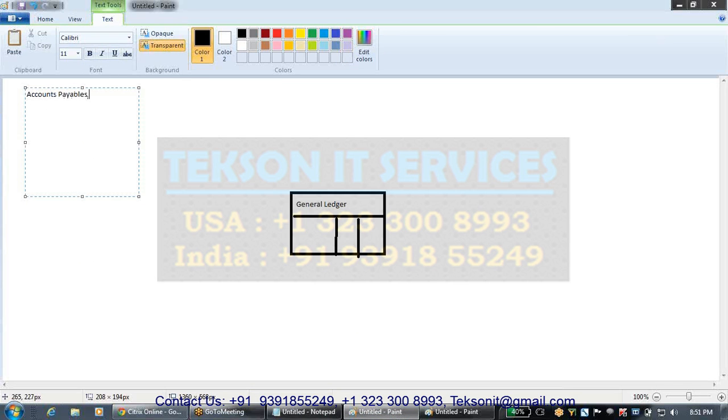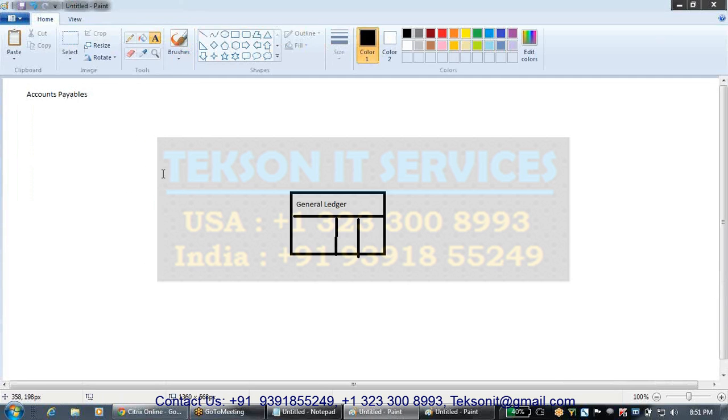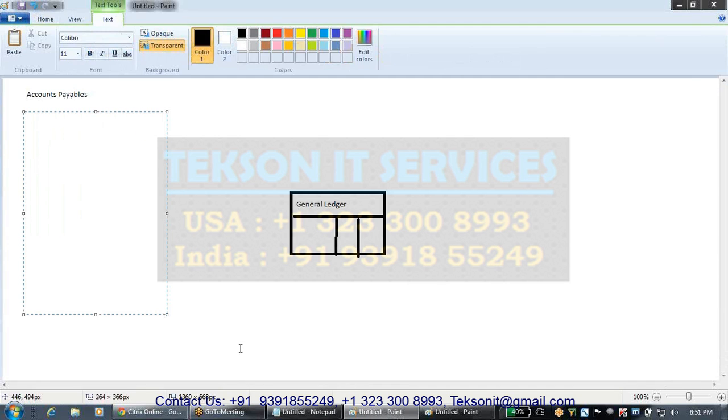Accounts payable. So you know the accounts payable. Here we maintain supplier details. We create an invoice. We do the payments, right? There are different types of invoices we have, like standard invoices, credit note, debit note, withholding tax.